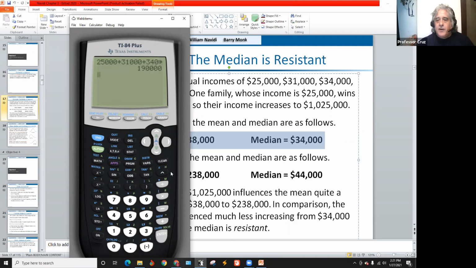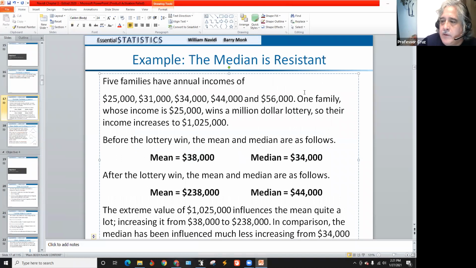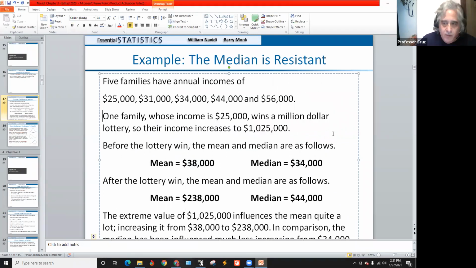So we got 190 divided by 5, and that's where the 38,000 for the mean comes from. Now I'm just going to show you here. I'm just going to separate these for a minute so you can see, since they're already ordered. So there's 1, 2, 3, 4, 5. The one in the middle is the 34,000, and so that's where this comes from.